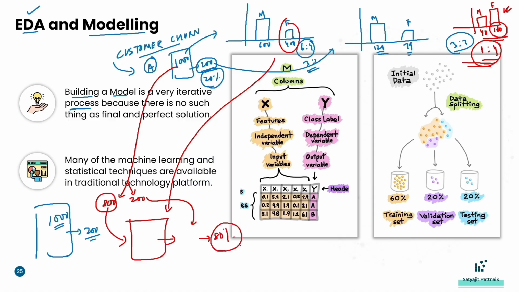Let's say you got an 80% accuracy. That means my model is doing good. So your model is ready. That means if the 1,001st customer comes in, your model will be able to do a correct prediction. This is nothing but the modeling part.